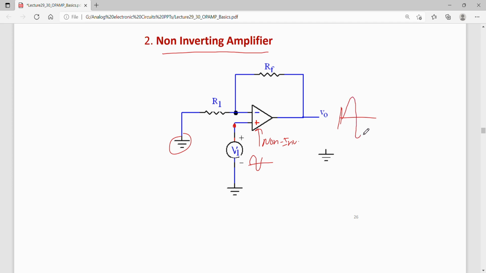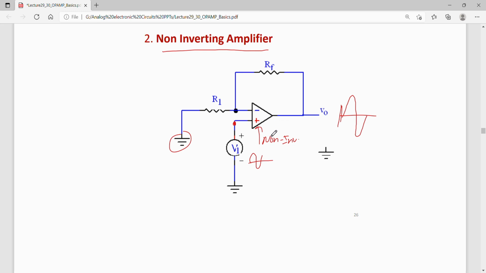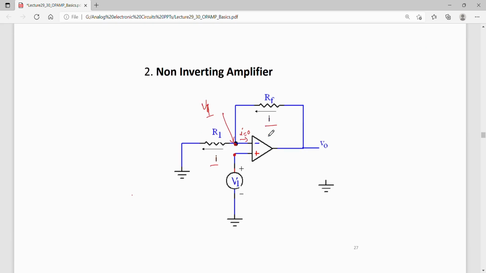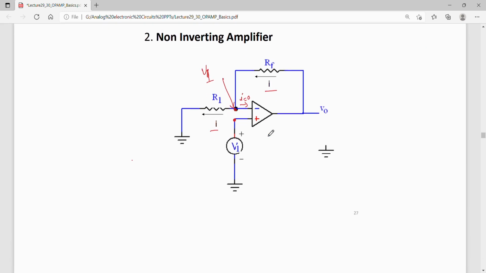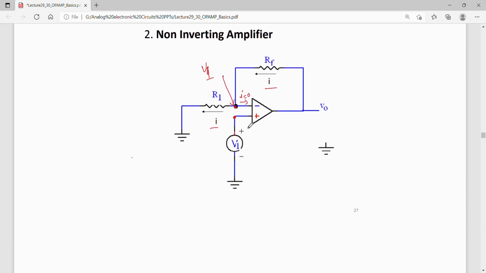It may have a larger magnitude, but the phase will be the same. Okay. And the gain of this amplifier can also be found. Before that, we need to decide the currents. For this non-inverting amplifier, the current I goes through this feedback resistor, and nothing goes into the op amp, so the same I comes into this R1.